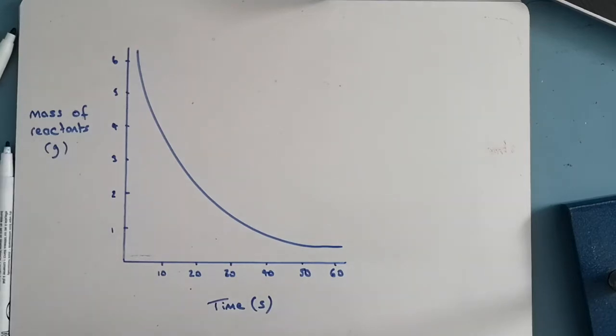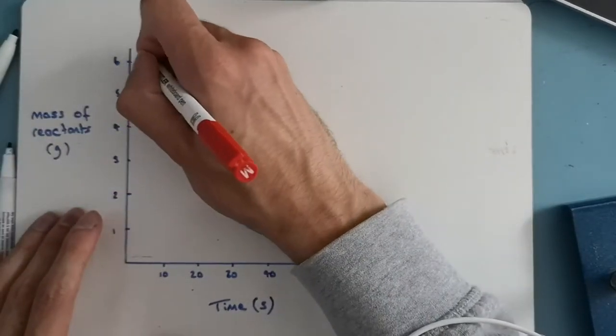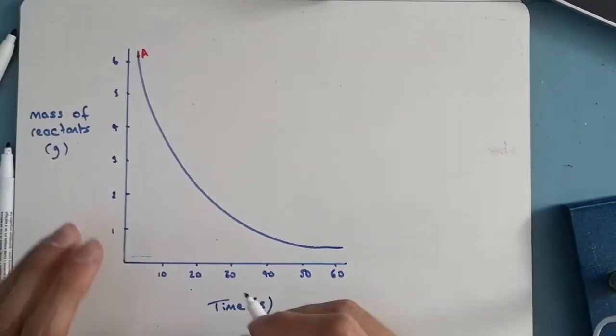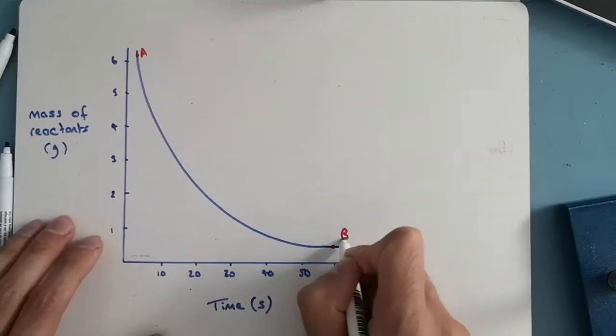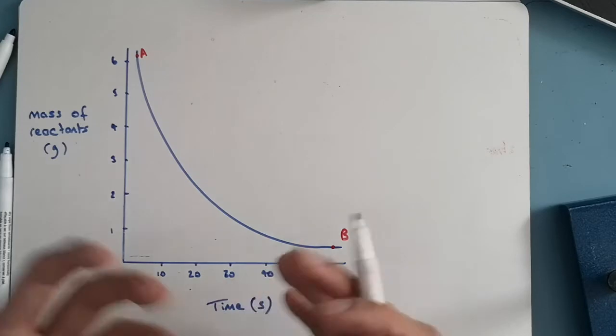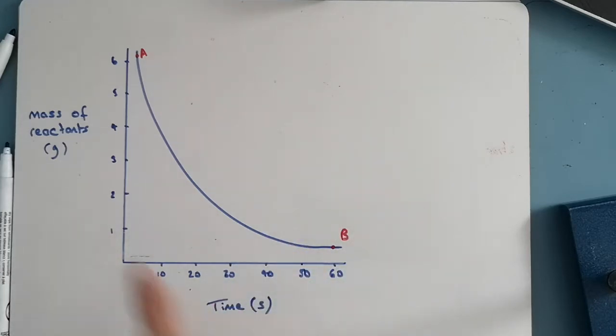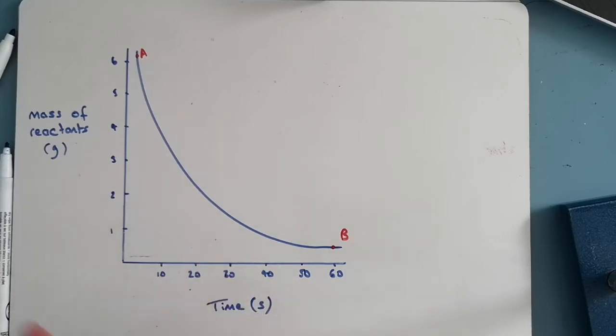So in this, the rate changes all the way through. Up here, at point A at the beginning, it goes very, very quickly. And at point B, all the way down here, it's almost stopped. The mass isn't dropping anymore at this point, so the reaction isn't going very fast at all. You can get asked to measure the rate of reaction at any point along this graph.